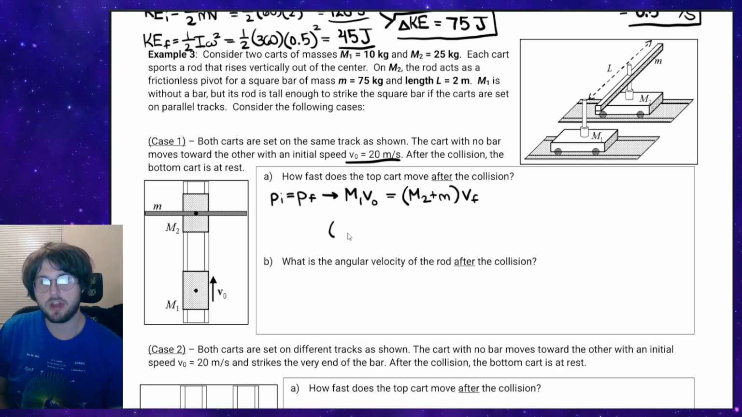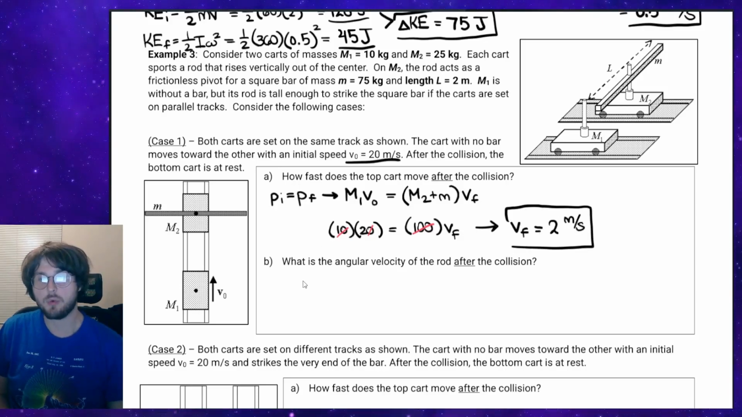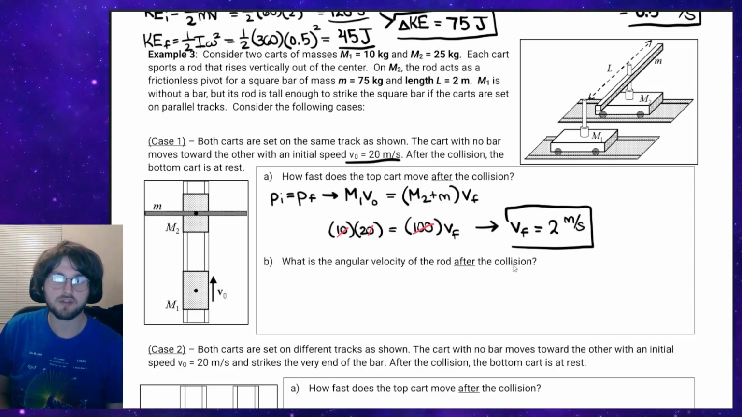Subbing in our numbers here then, mass 1 is 10 kilograms and our initial velocity is 20 meters per second. And on the other side, we're going to have a total mass of 100 kilograms, combining those two together, and the final velocity is our goal. Now this 100 is going to cancel out with the 10 and the 0 on the 20. And from that, you should find that the second cart attains a velocity of 2 meters per second after the collision. Now, part B is asking what the angular velocity of the rod is after the collision.